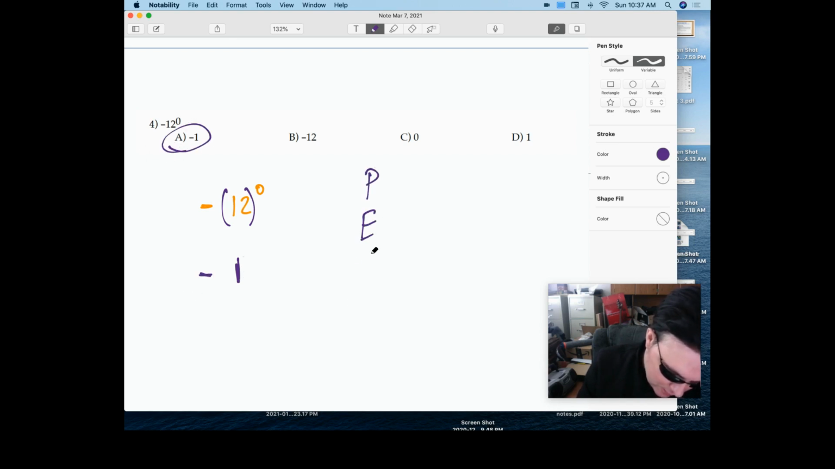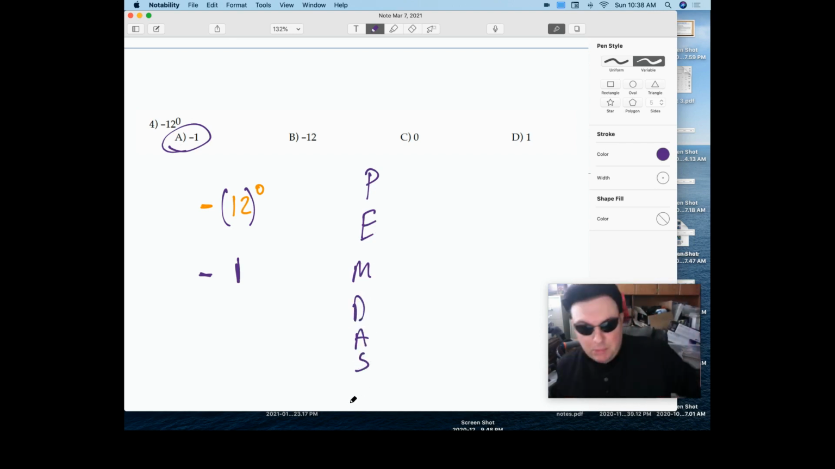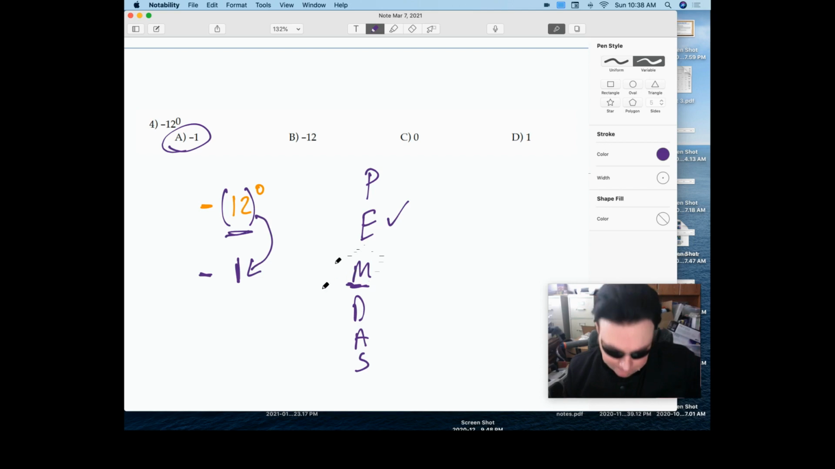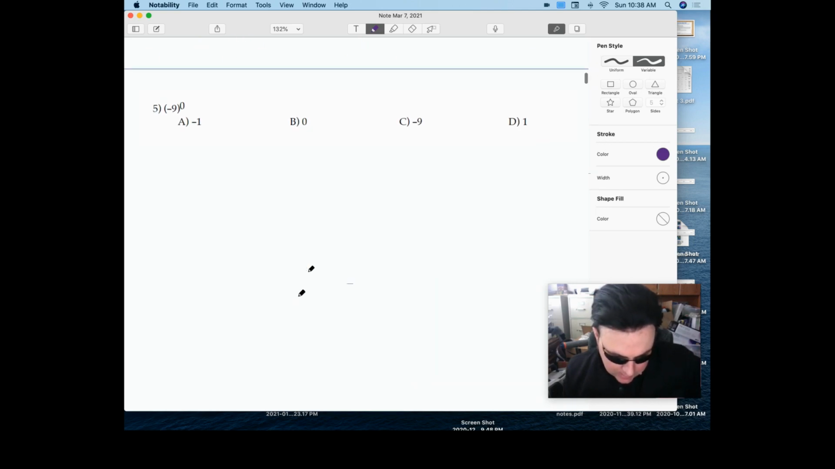What we cannot escape, what is always inevitable, is that PEMDAS is always lurking behind us. So exponents come first, hence we have to change this to 1, and then we're multiplying, which is negative times 1, which is negative 1. Okay. Next up, now you notice the difference here. Now everything is being raised to the 0, so this is just 1.